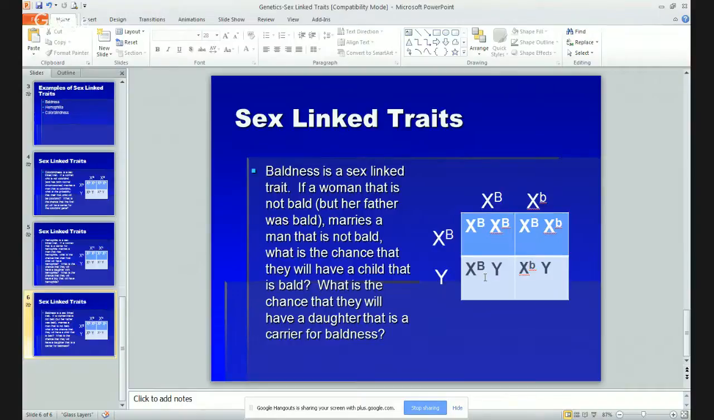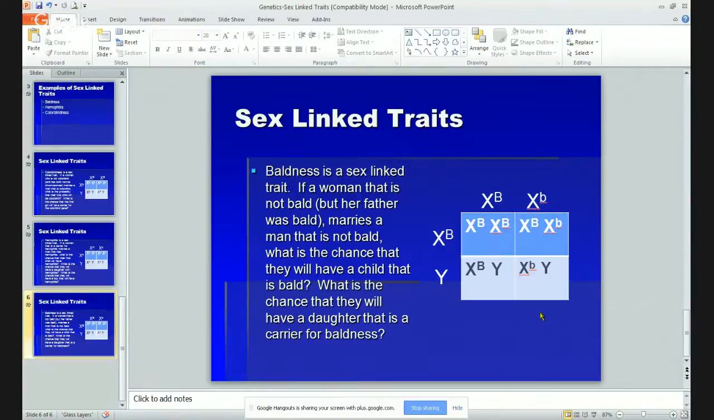So this is why, if you've ever heard the expression, if you're a boy and you want to know if you're going to go bald, you need to look at your mom's dad. So this boy right here just needed to look at his mom's dad. Her dad was bald, which means she inherited that bald gene, which means that he's got a chance that he's going to be bald.